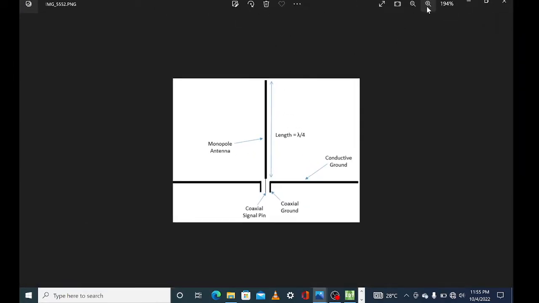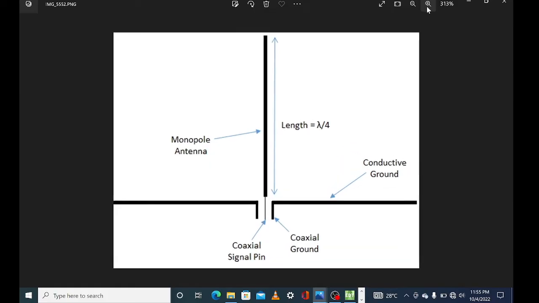This is how the monopole looks. The monopole is no different antenna. It's like a dipole antenna, half of a dipole antenna. So this is how it looks. The length of the monopole should be lambda divided by 2.